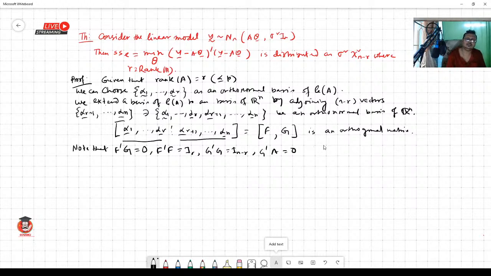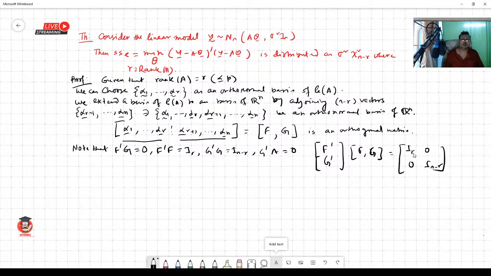Since this is an orthogonal matrix, you can see that the product of the transpose with F G equals I n, and partitioning I n as I r, 0, 0, I n minus r, and comparing both sides, you get this.